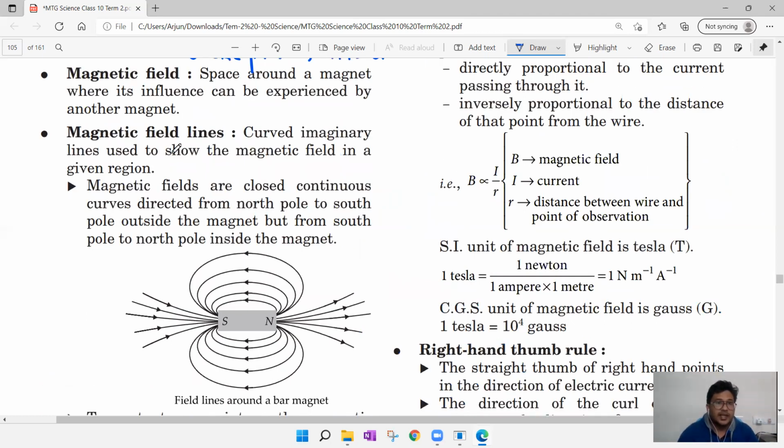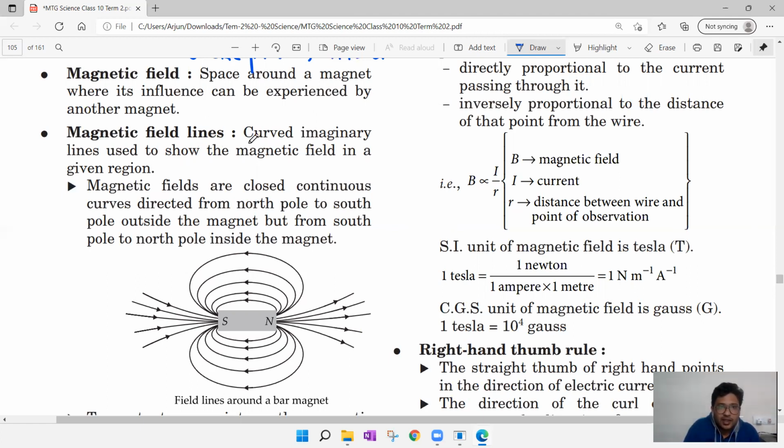And magnetic field lines are curved imaginary lines. You cannot see those lines. With the naked eye, the magnetic field is not visible. Magnetic lines are not visible. You see, can we see gravitation? No, we can feel gravitation. We cannot see the gravitational field. We can feel it. If you throw any object up, it falls down. If you jump, you will fall down. That is the observation we can make.